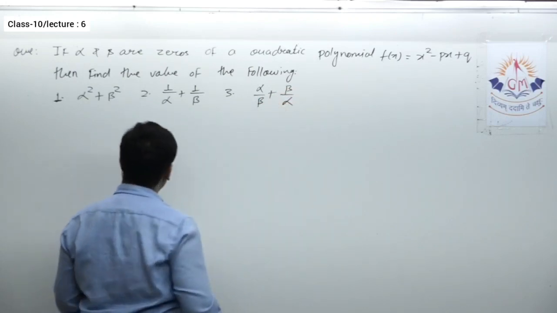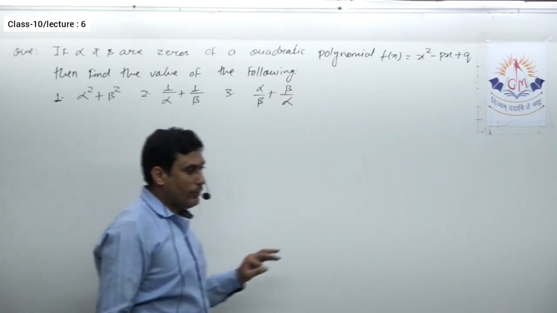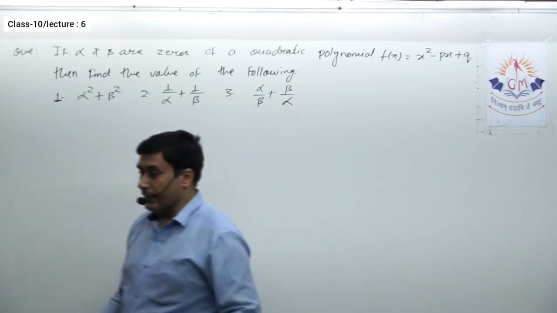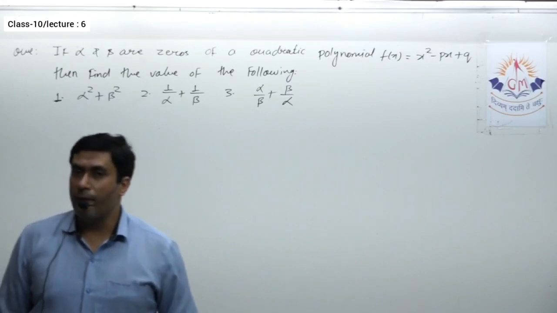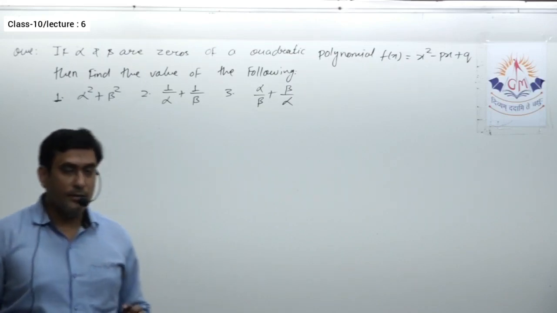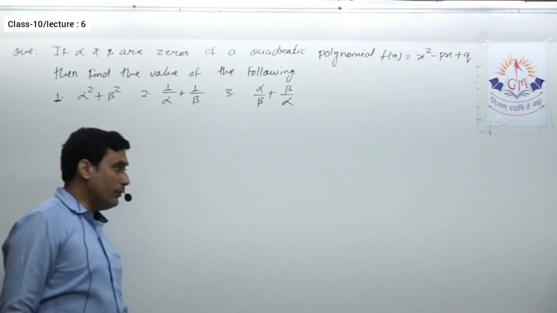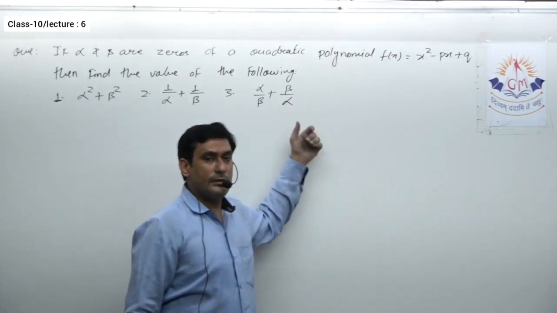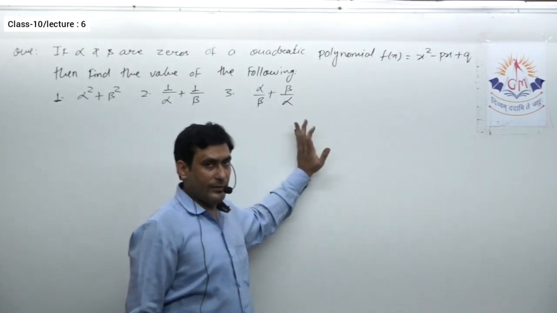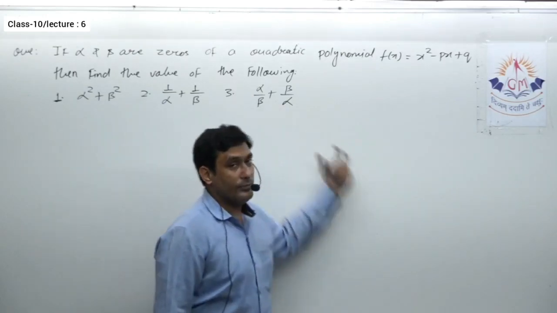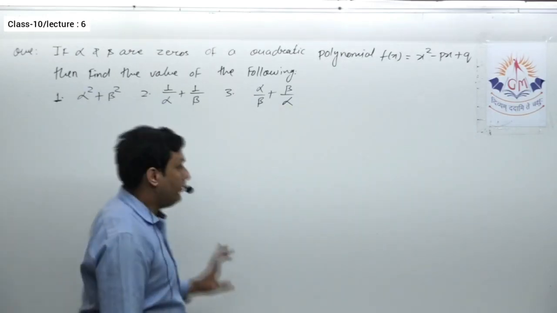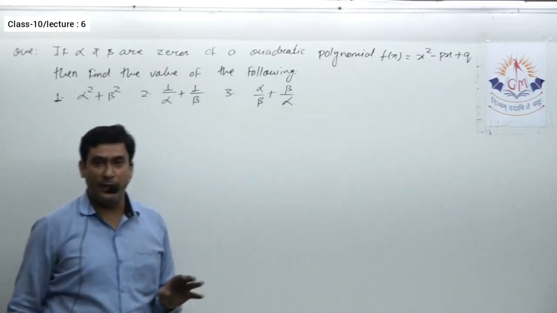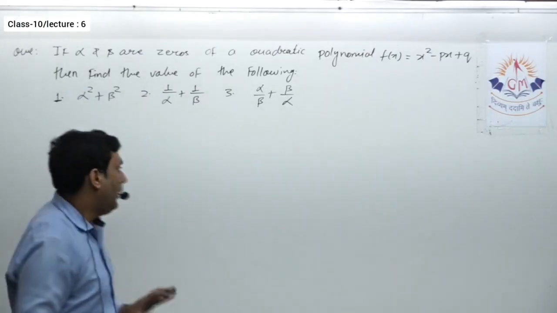Now here it is very clear that it is not possible to obtain the values of alpha and beta. And even if it were possible to find the values of alpha and beta, it is a little bit tedious. Then how to find the values of these expressions which contain alpha and beta, but without finding alpha and beta? We have to find the values of all these without actually finding alpha and beta. So how to solve this?